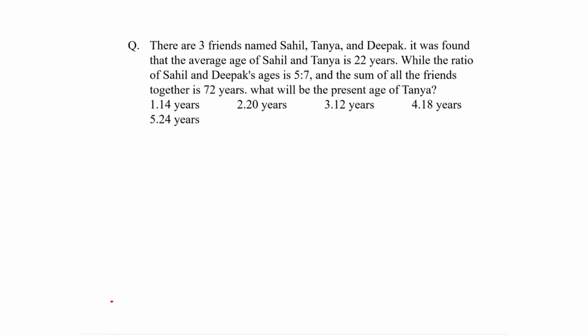There are 3 friends named Sahil, Tanya and Deepak. It was found that the average age of Sahil and Tanya is 22 years, while the ratio of Sahil and Deepak's ages is 5:7. The sum of all the friends' ages together is 72 years. What will be the present age of Tanya?